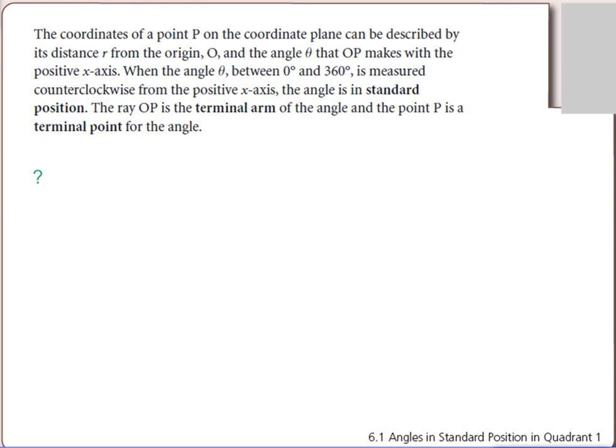So then the coordinates of point P on the coordinate plane can be described by its distance r from the origin, O, and the angle, theta, that OP makes with the positive x-axis. Lots of words here. When the angle is between 0 and 360 and is measured counterclockwise from the positive x-axis, we call that standard position. So that's the definition of standard position. I'll show you what that means.